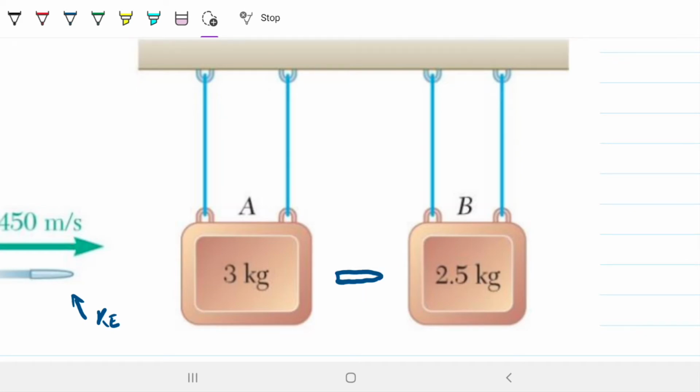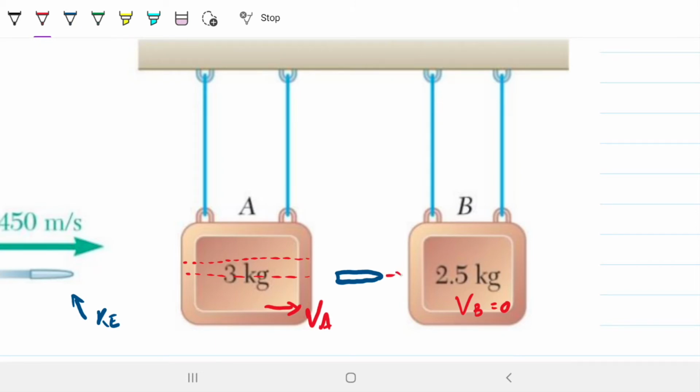The before situation is exactly the same. The bullet's coming in at 450. Everything else is at rest. But now we want to know what's going on at this instant here. Well, at this instant, the bullet has already gone through block A, right? So that means that block A has already acquired its velocity A. This guy here did not have any contact with the bullet yet, so the velocity of this guy here is 0.